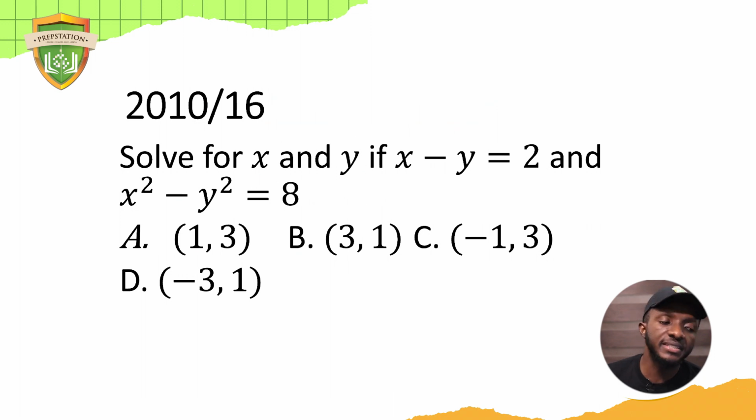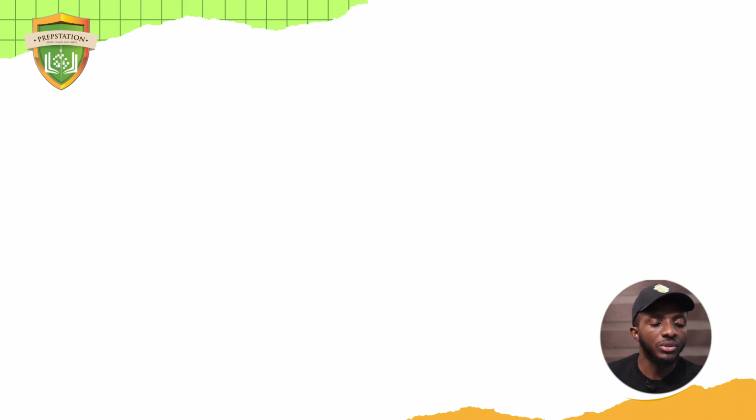Now for 2010, number 16. Now this is a simultaneous equation question, but it's one linear, one quadratic, but it's very simple. Now what do we have? Look at the information. Solve for x and y if x minus y is 2 and x squared minus y squared is 8. So let's go solve the question.